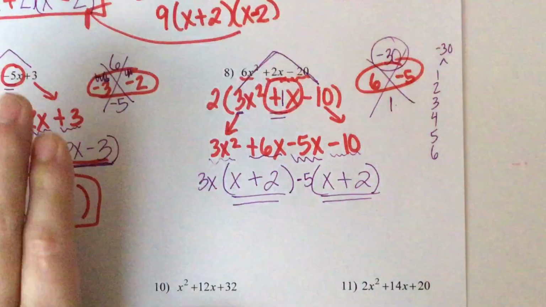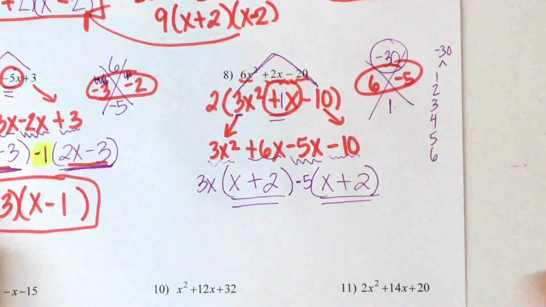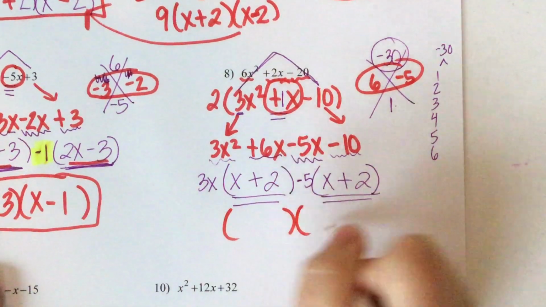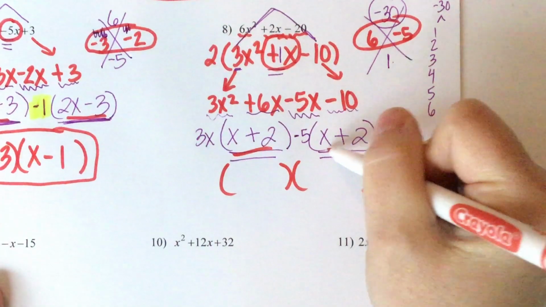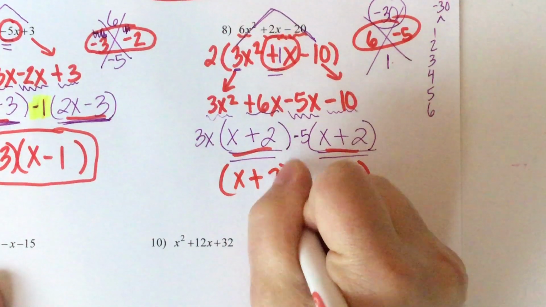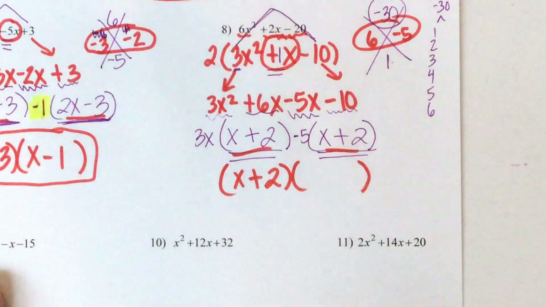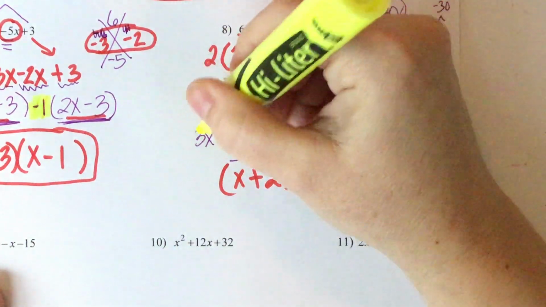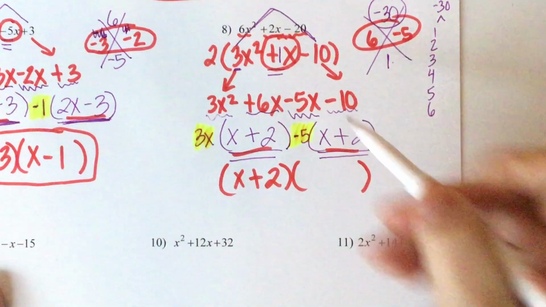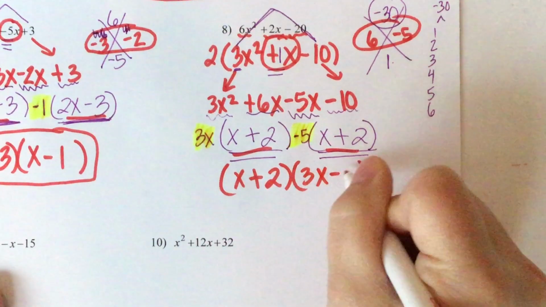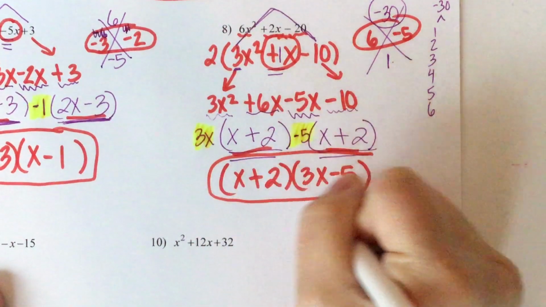And it does. Okay, so I build my two sets of parentheses. What's going to go in one of them? X plus 2. And what's going to go in the other? 3x minus 5. Whatever's in the front and in the middle goes in the other set. 3x minus 5. And that's my answer.